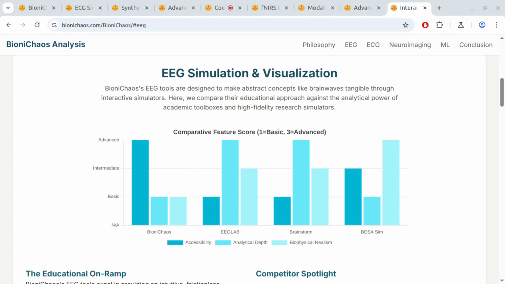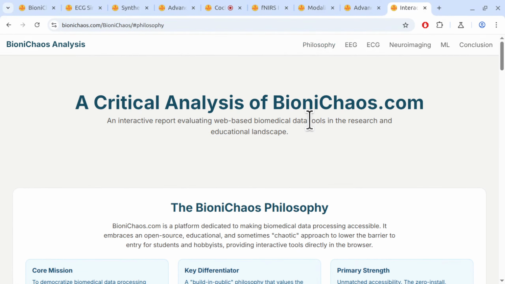Hey, can you review what's on the screen real quick? Sure. What specifically on the screen would you like me to review? I see a comparative feature score chart related to EEG simulation. Okay, so what's this page all about? This page is a critical analysis of BionicChaos.com, focusing on web-based biomedical data processing tools. It includes a comparison of EEG simulation tools.